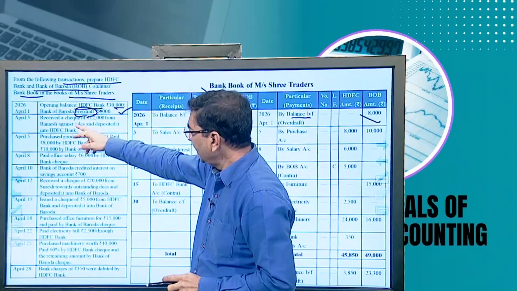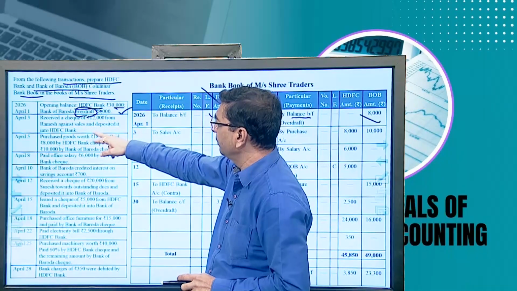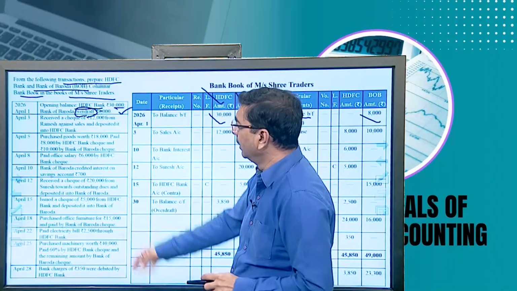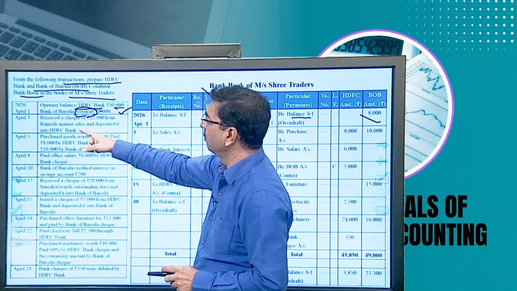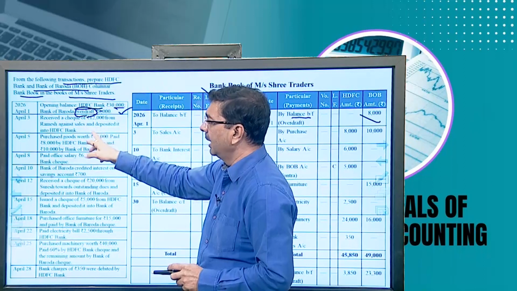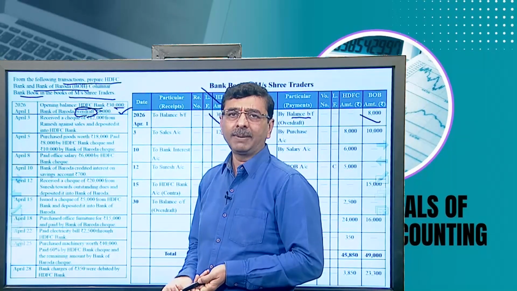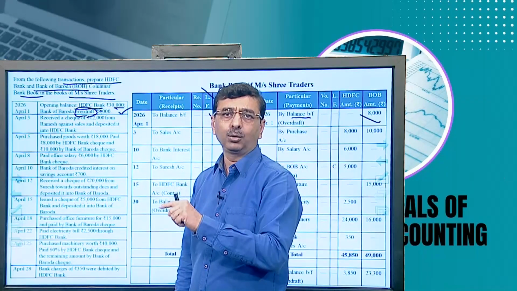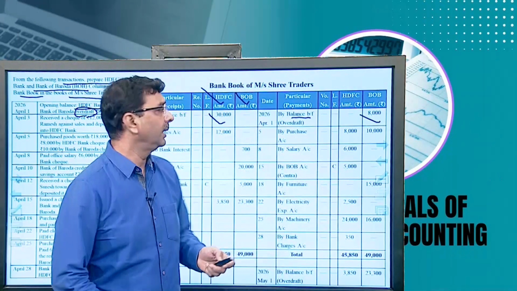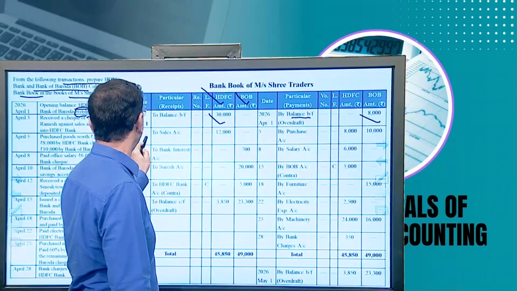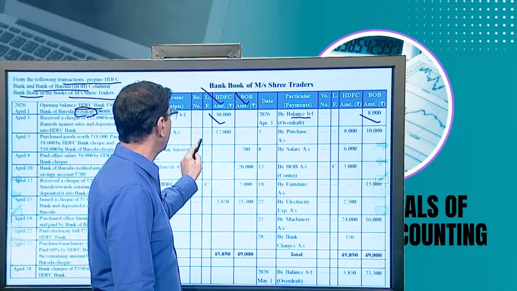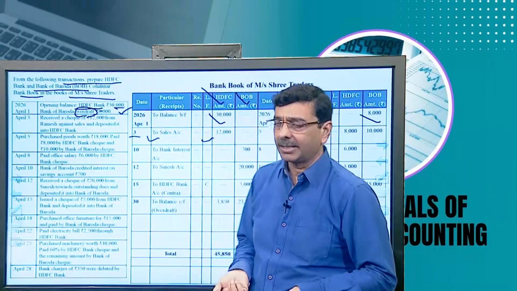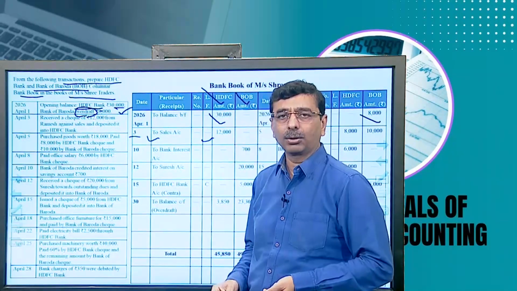Next, received a check of rupees 12,000 from Ramesh against sales and deposited into HDFC Bank. So we received a check from Ramesh against the sales and deposited it in a bank. Which bank is receiving? HDFC Bank is the receiver. So HDFC Bank account is debited to sales account. It will be recorded in the bank book, date 3, to sales account in the HDFC column 12,000 rupees. That is directly deposited in a bank, so that's why it's recorded in the HDFC column, Bank of Baroda dash.